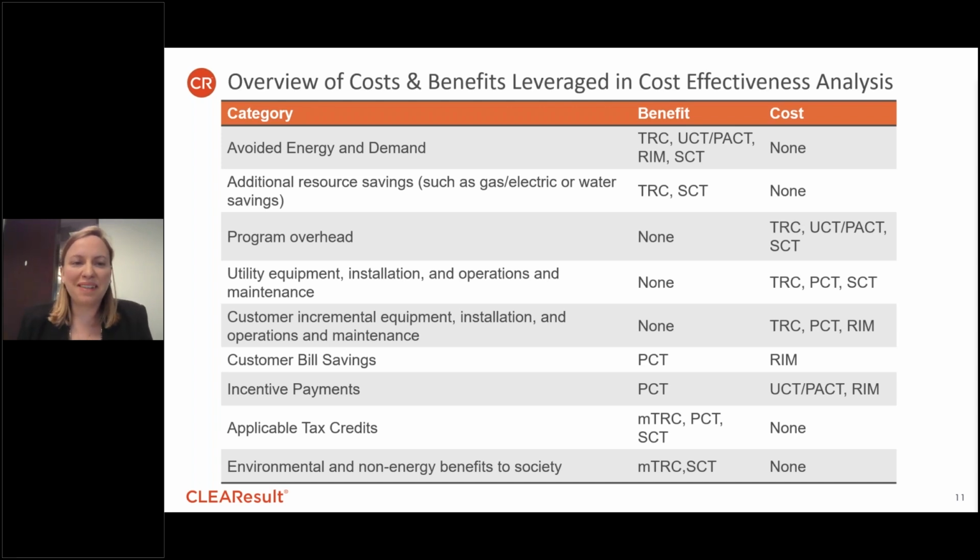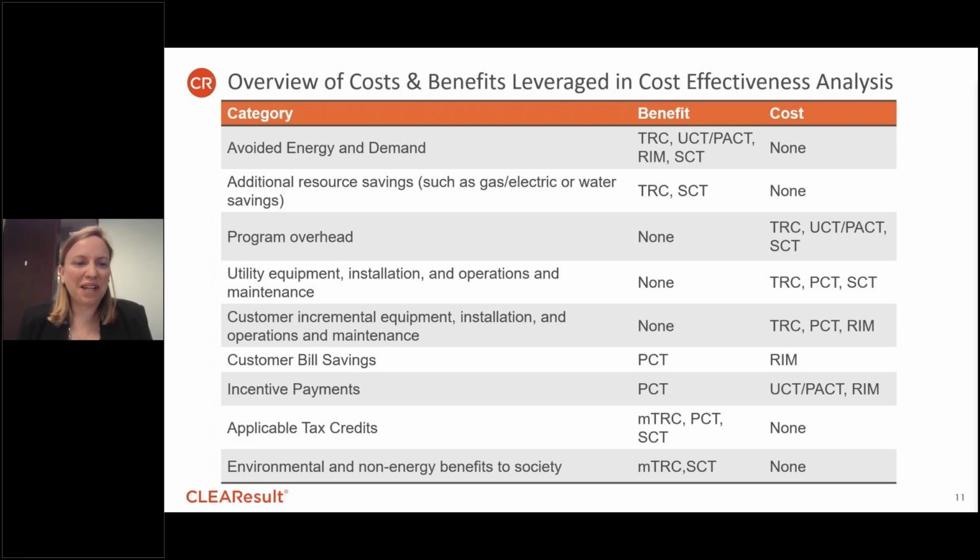Another one we're all familiar with that's always going to be perceived as a cost is program overhead. So what does it truly cost to create this offering? What does it cost to do marketing, outreach, implementation, evaluation? What are all the administrative costs required to create the offering for those end users? The next 2 are also probably things you're all familiar with, of just some additional costs from the utility perspective. Are there any increased costs for equipment or O&M related activities that need to occur in order to make the offerings real?